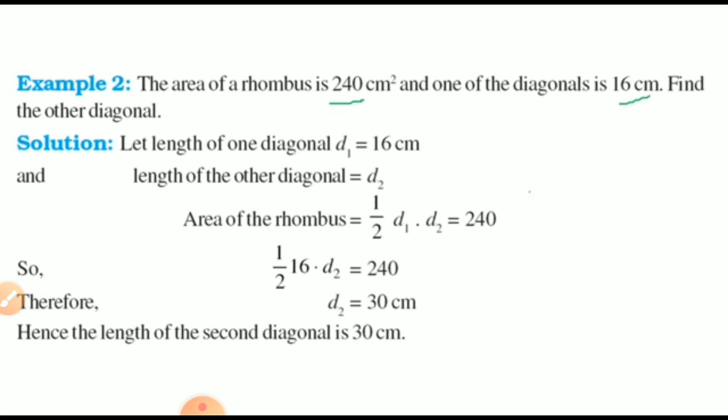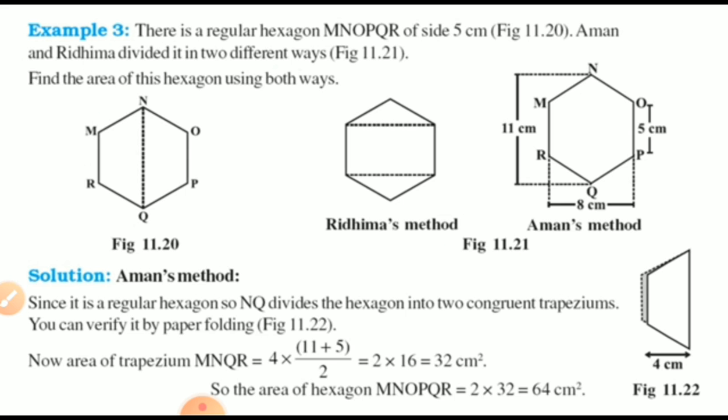Second question. Again, the rhombus area is 240 centimeters square and one of the diagonals is 16 centimeters. Find the other diagonal: d1 into d2. Just simplify, and you have d2 is equal to 30 centimeters.